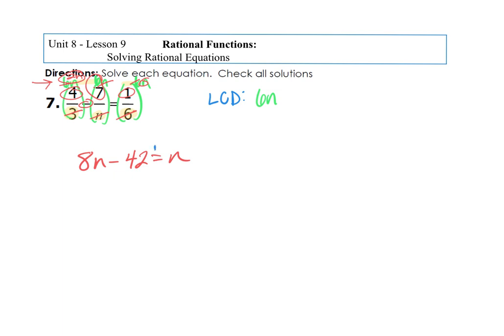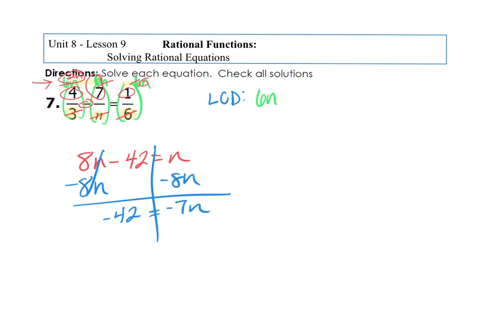Now I look at my equation that's left, and I have just a linear equation to solve. So the most simple way to solve that would be to subtract 8n from each side. I have negative 42 equals negative 7n. Divide both sides by negative 7, and we get n equals positive 6. Negative divided by a negative. I look at my only n in the problem. It does not create a 0, so this is a good answer.